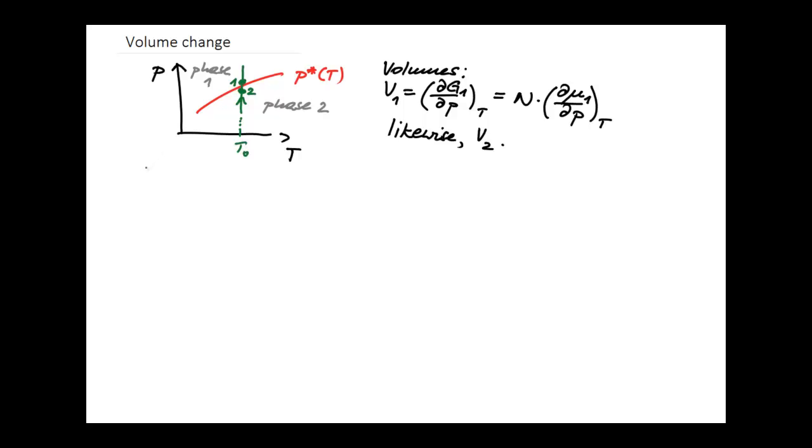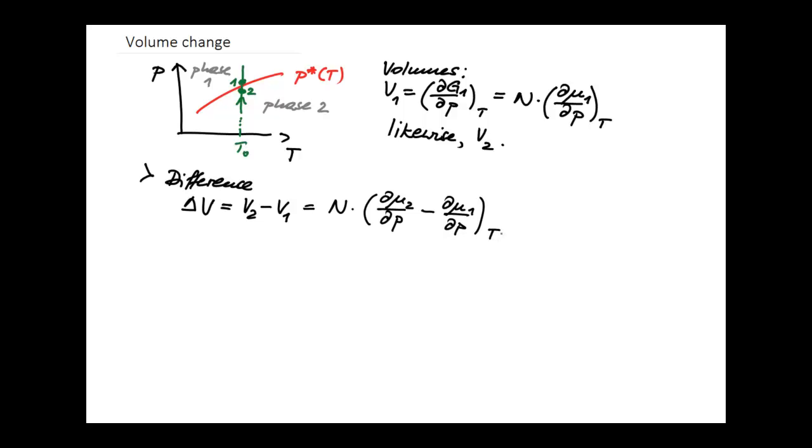And once again, we can look at the difference of volumes, delta V, V2 minus V1. This is the number of particles times the difference in the partial derivatives of entropy with respect to pressure. So first in phase 2 minus this partial in phase 1. And all of this at constant temperature equal to T0.